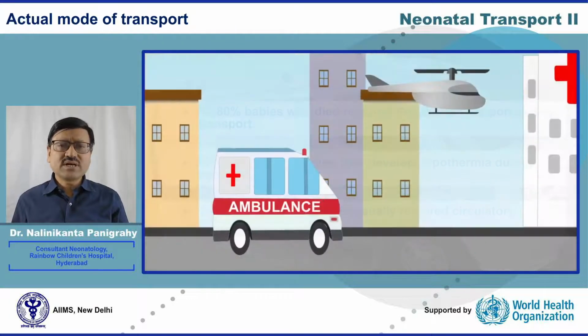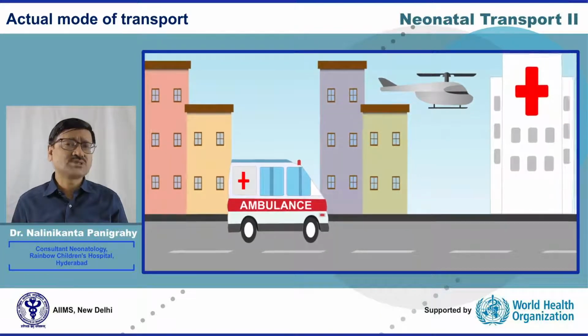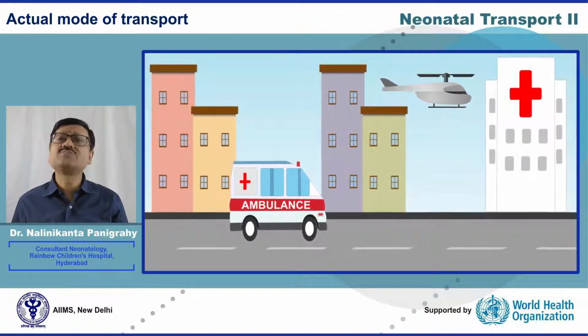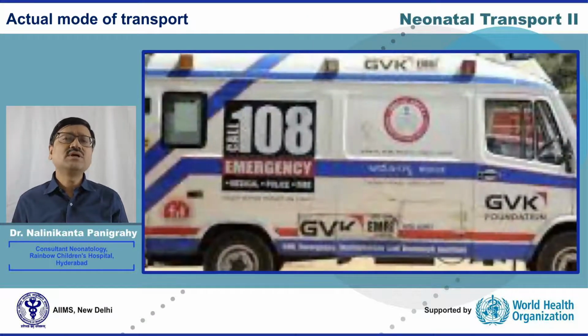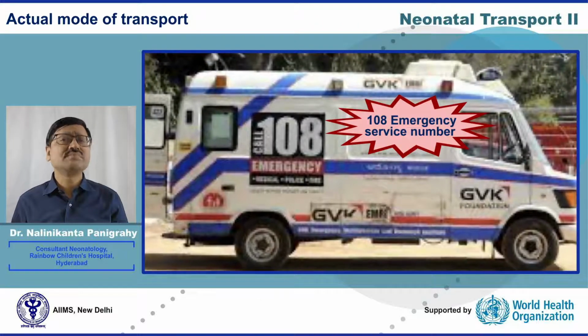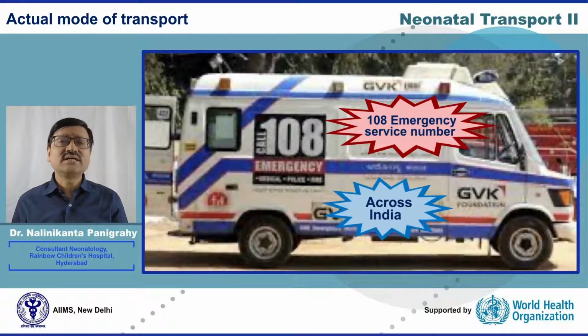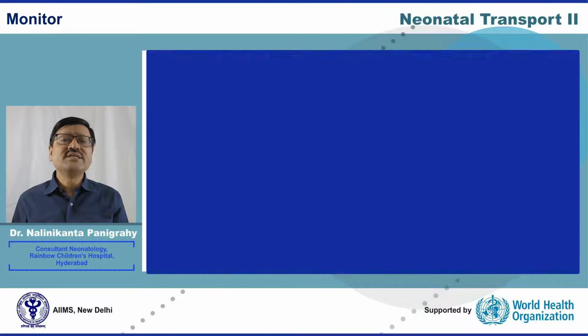So what should be our target? We should achieve those things. But how to achieve? Many modes of transport are there. I'm not going into detail on those transport modes, but for sharing a common information, if you don't have a private transport system, the 108 emergency service number is available across many states of India. Calling that facility, the transport vehicle, the ambulance can reach the referring hospital or the place and can transport between the facilities. And during our transport, to achieve the optimum outcome, the monitors are important.